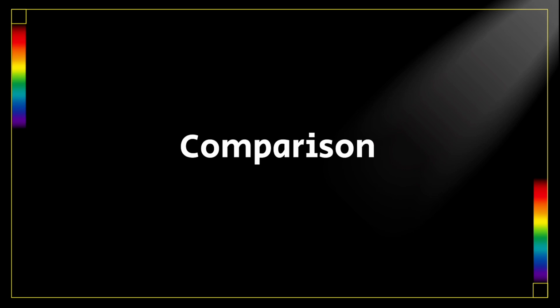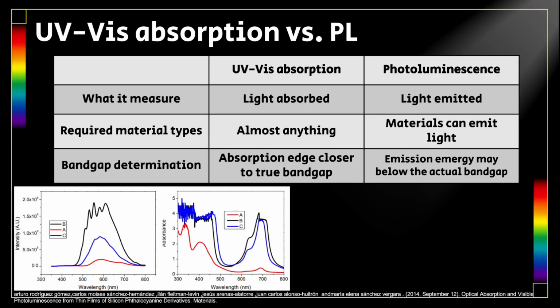There I introduce the comparison. This time I will compare PL only with UV-Vis absorption, and from the spectra we can see that PL and absorption look complementary, but they reflect different aspects of the material. The first part is about what is measured. UV-Vis absorption measures light absorbed, and PL measures light emitted.